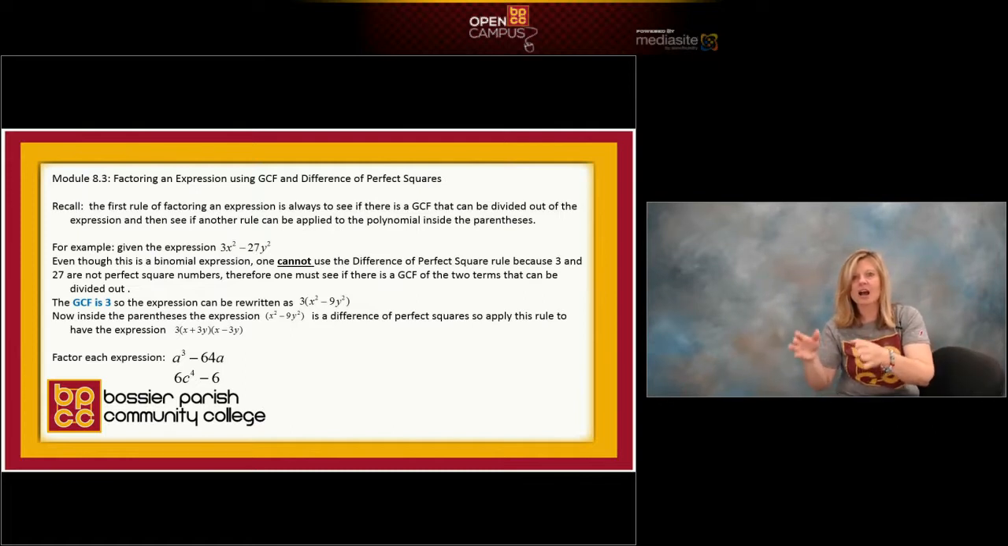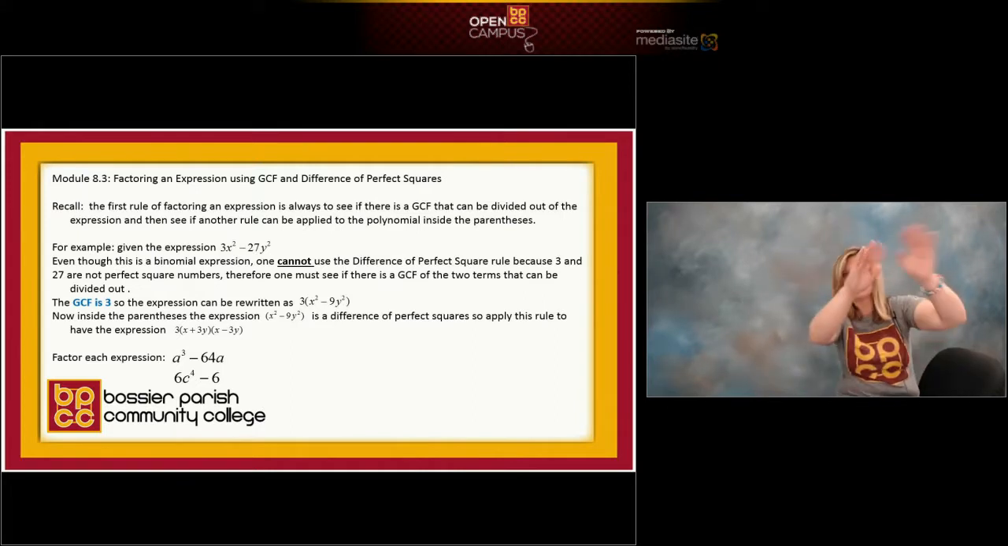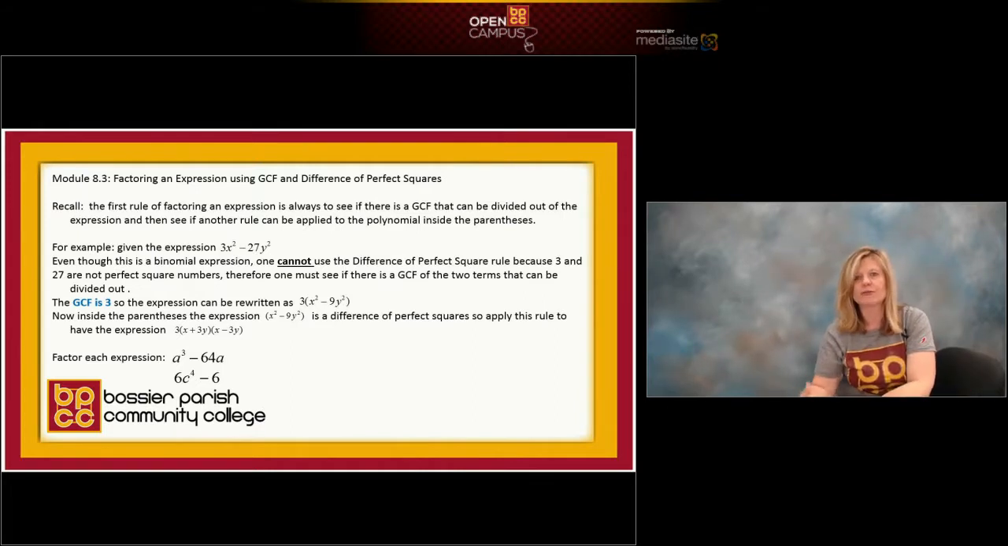X squared minus 9y squared is going to factor into 2 binomials, and you're going to do difference of perfect squares. So what times itself is x squared? That would be x times x. What times itself is 9y squared? That would be 3y times 3y. The difference sign means subtract. Subtract means the signs are different when you factor. I always give the first parentheses the positive, the second parentheses the negative.